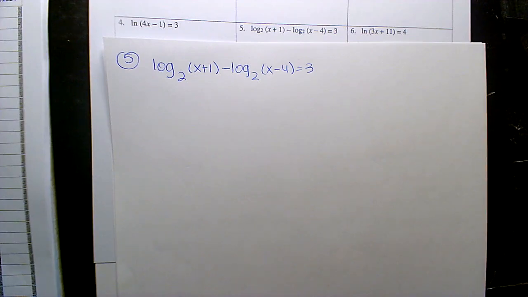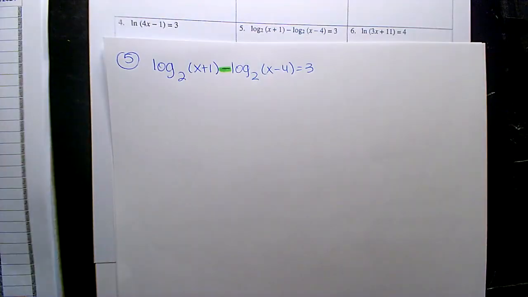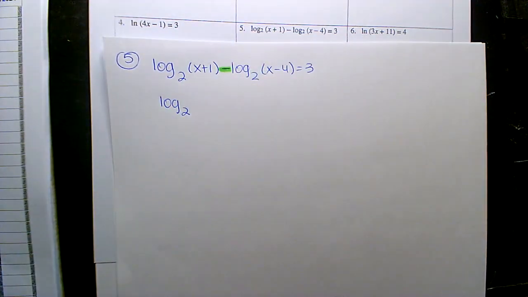You will use a property because of that subtraction here. I remember when you guys are subtracting, it's the quotient property, or division, right? So I actually have log base 2, which means you have to condense it. All right, you have to condense.